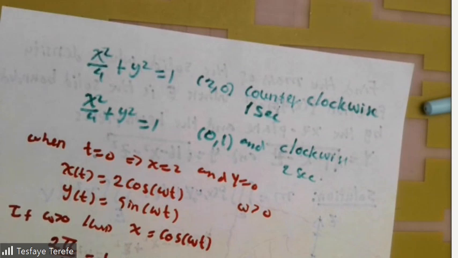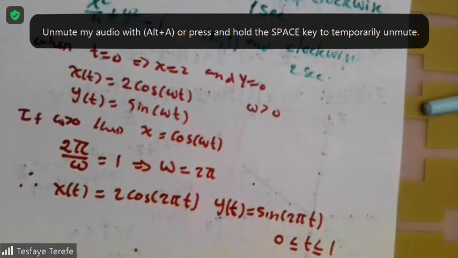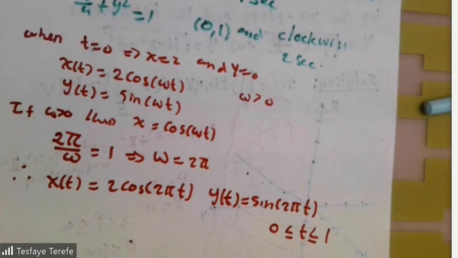Therefore, my equation is going to be x of t is equal to 2 times cosine of 2 pi t, and y of t equals sine of 2 pi t. Is it clear, the argument? So the time is 1 second. And that is really what we need to do. Okay, by similar argument, can you try to make it for the second one?